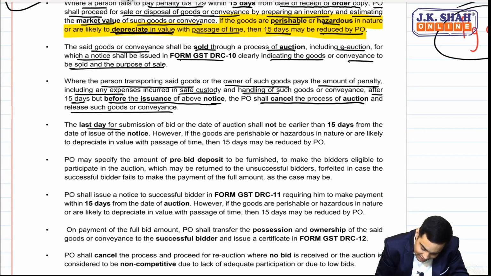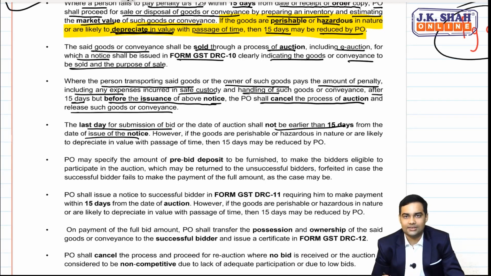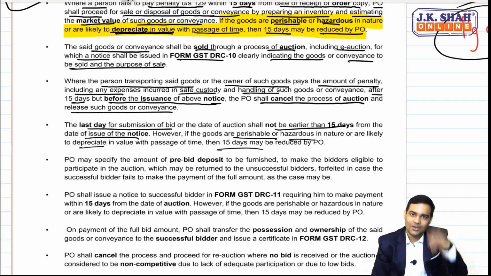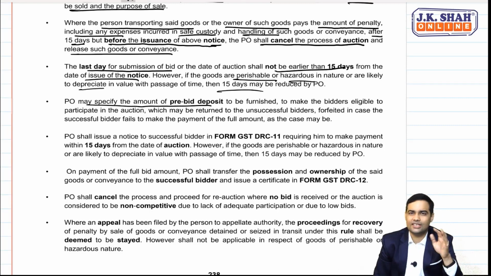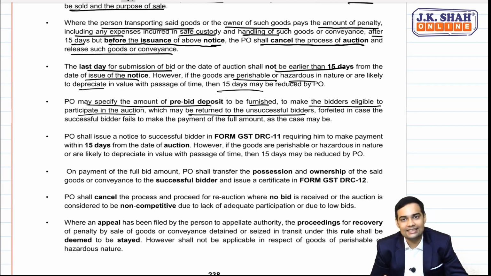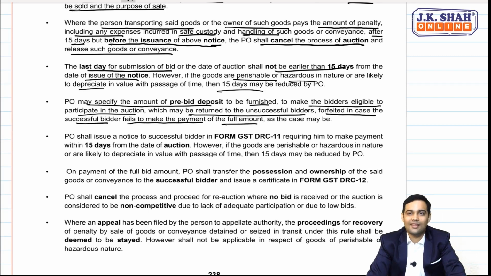The last day of submission of the bid or date of auction shall not be earlier than 15 days from the notice. 15 days to receive bids. But again, if it is perishable, hazardous, or depreciates in value, the PO may reduce it to some other period. The PO will specify the pre-bid deposit. You understand pre-bid deposit? Some amount you have to pay to be eligible to make a bid. It may be returned to unsuccessful bidders or forfeited in case successful bidders fail to make payment of the full amount. It's simple English. If I have failed to pay the amount after bidding for it, then the pre-deposit amount will not be given back to me.